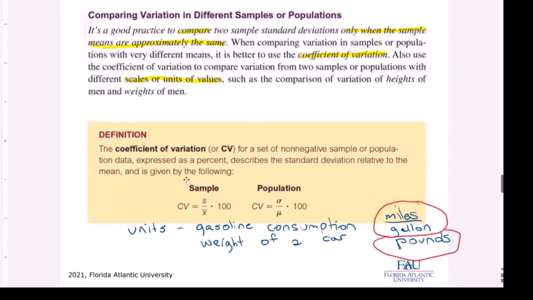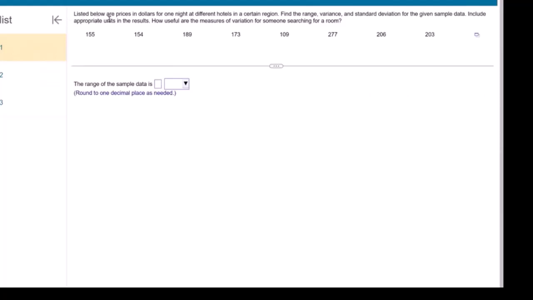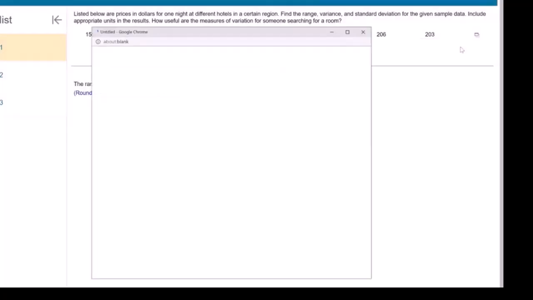Here is the formula, and we're not going to really use the formula. We're going to use StatCrunch. Question 1. Listed below are prices in dollars for one night at different hotels in a certain region. Find the range, variance, and standard deviation for the given sample data, and include appropriate units. We talked about units in the results, and how useful are the measures of variation for someone searching for a room. Notice I have my box here that I click on, and I'm going to open this in StatCrunch.